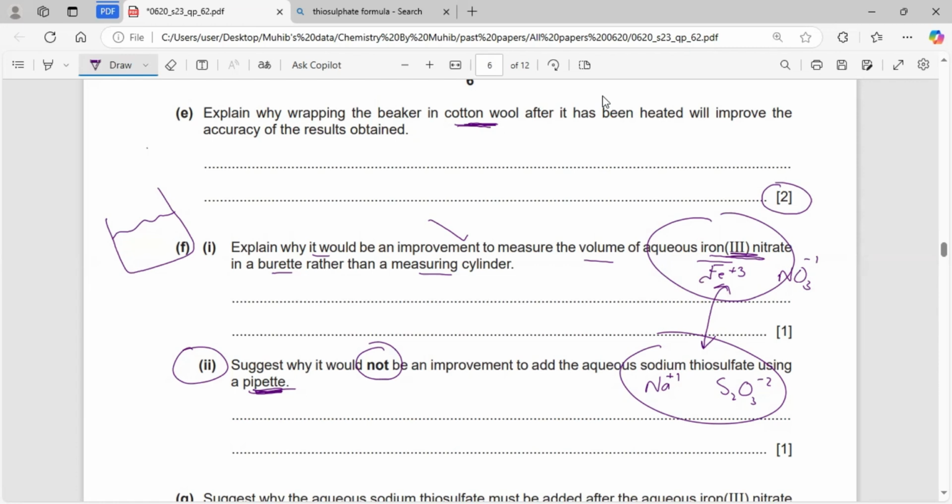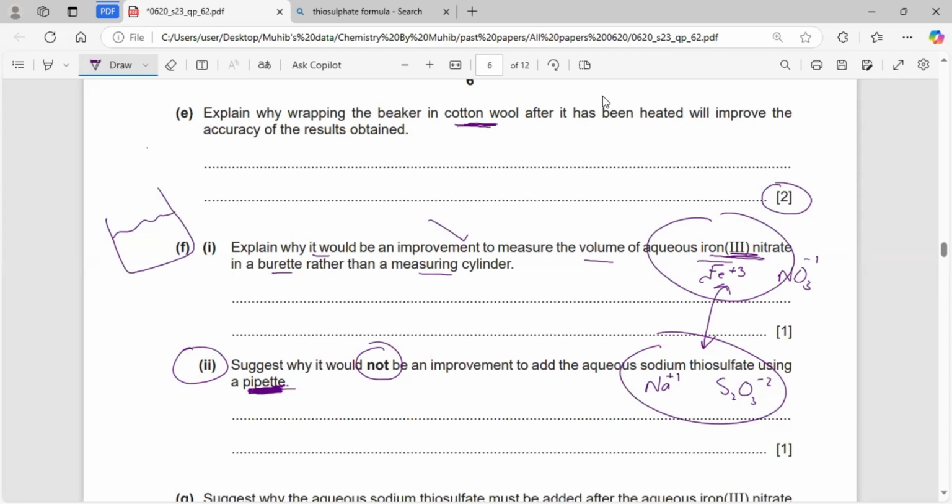So remember, when you use a pipette for adding sodium thiosulfate, the pipette is very slow. Through a pipette, the liquid will be added slowly, dropwise, whereas we don't want to do that. We want to suddenly pour the sodium thiosulfate into the aqueous iron nitrate so that we can react these two compounds evenly at the same time, and we note their temperature, right?